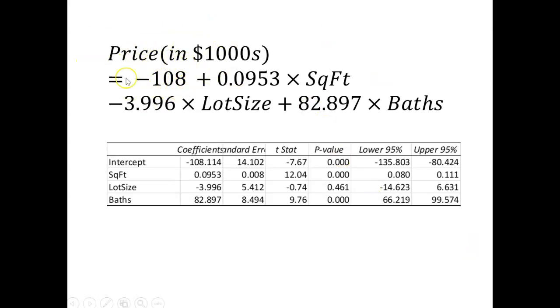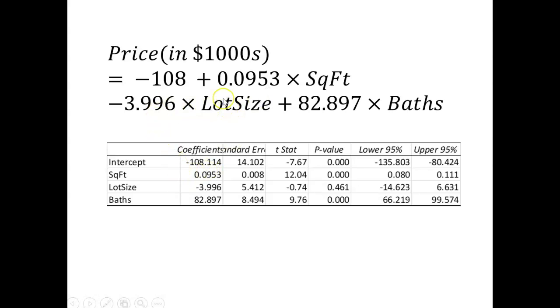So the price is equal to minus 108, and that's the number on the intercept, plus the first variable, square feet, which can be found in the second row of this table. So 0.0953 is the coefficient on square feet. And then lot size comes into the model with a negative sign, so we subtract lot size from the price of the home and give it a weight, this coefficient estimate of 3.996. And then the number of bathrooms is the last variable here, and it comes in with a positive sign, and the number is 82.897. Since this price is measured in thousands, the square foot variable we would interpret as: for each additional square foot of the house, the housing price increases by, we'd move this decimal to the right 1, 2, 3 places, $95.